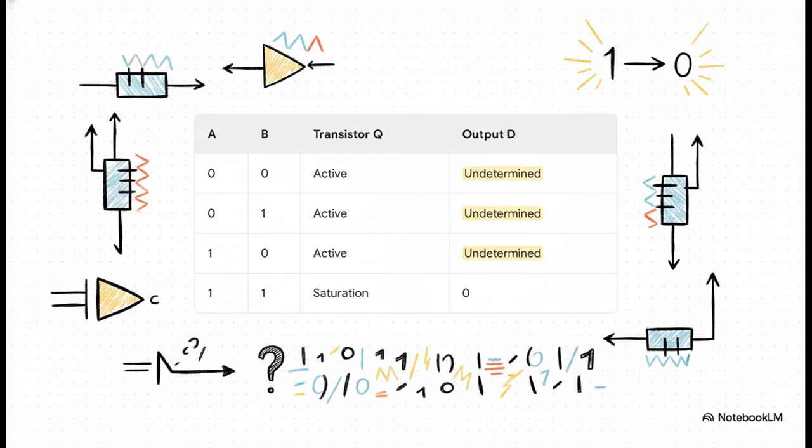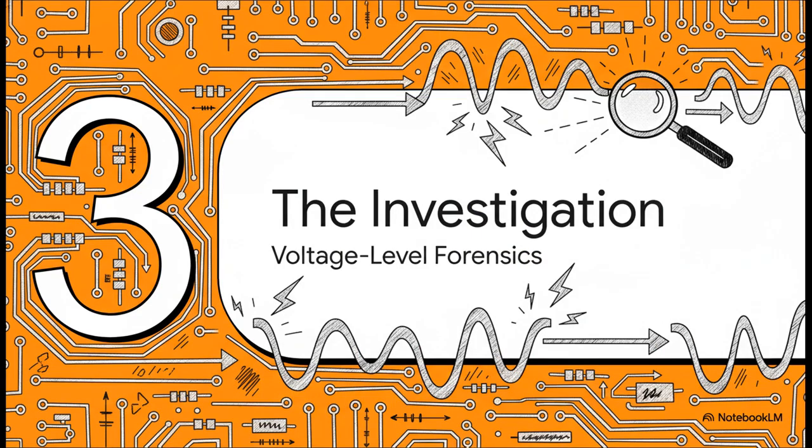And here's the evidence, the truth table for our defective gate. For 3 out of the 4 possible inputs, the transistor Q gets stuck in that dreaded active state, and the output is completely undetermined. It's not a 1, it's not a 0, it's just chaos. The only time it works is when both A and B are high. We need to figure out why. So let's start the forensic analysis. We're going to trace the voltages right through this faulty circuit and pinpoint exactly where things are going wrong.